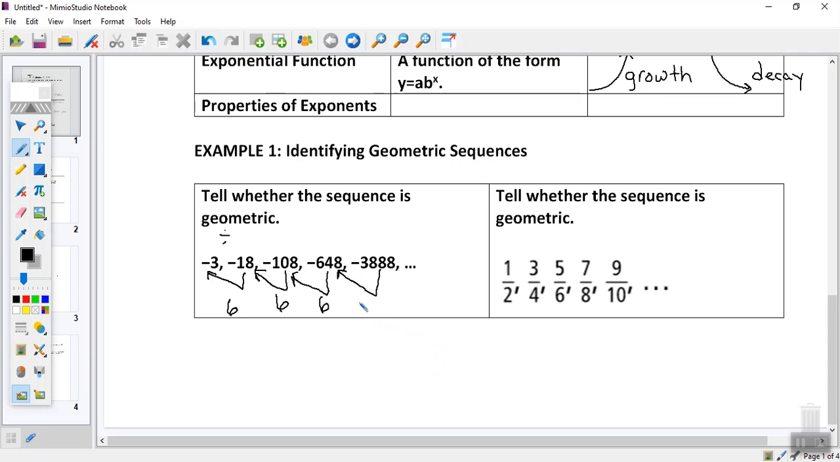Now I want to talk about this right here. Since the ratios are the same, this shows this is a geometric sequence. I'm going to write: since ratios all equal 6. Is this a geometric sequence? Yep.